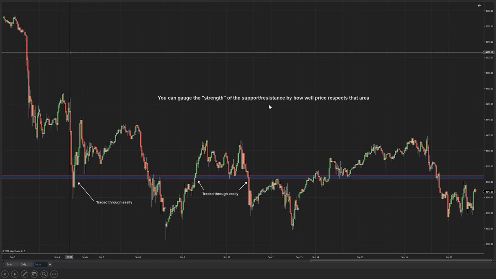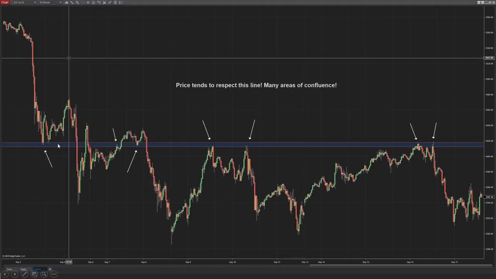When I first started drawing these, I struggled with probably drawing too many levels and having a hard time assessing which ones were the really important ones and which ones were not quite as important. So typically, I'm going to go back to the last slide for a second. You can see how this line is really well respected.